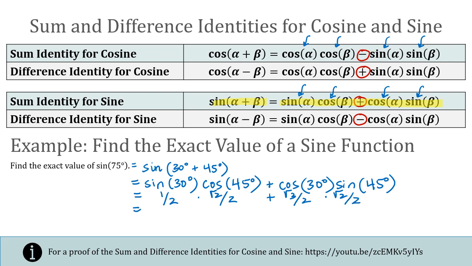Now I'm going to multiply. So the first term becomes the square root of 2 over 4, plus the second term becomes the square root of 6 over 4. And that's a perfectly good answer. However, since they do have a common denominator, I might want to write that as the square root of 2 plus the square root of 6 all over that common denominator of 4.